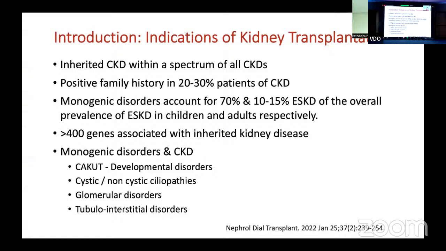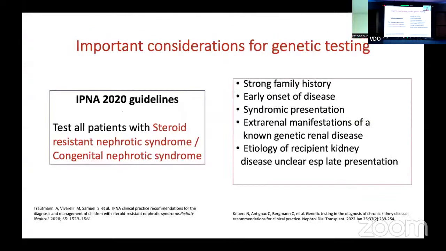If we think of them within a group, we could think of the developmental disorders, which are the CAKUT. We could think of ciliopathies that could be cystic and non-cystic, glomerular disorders, and tubular interstitial disorders.